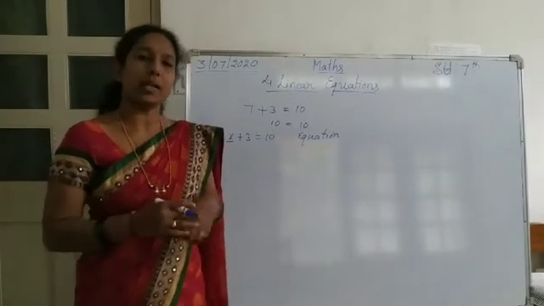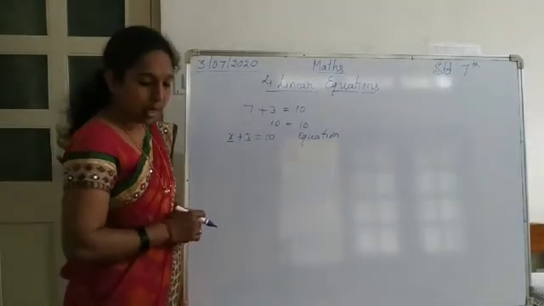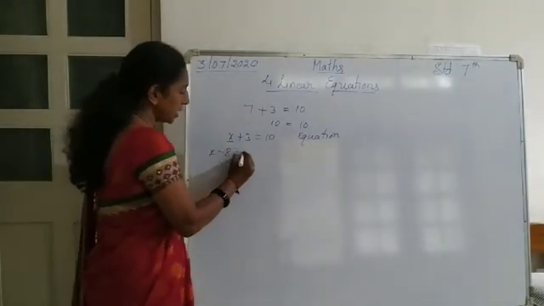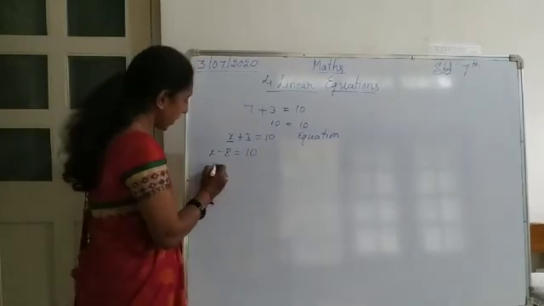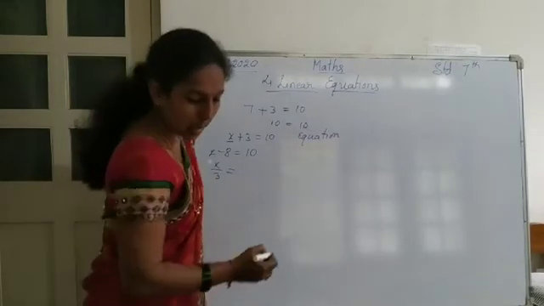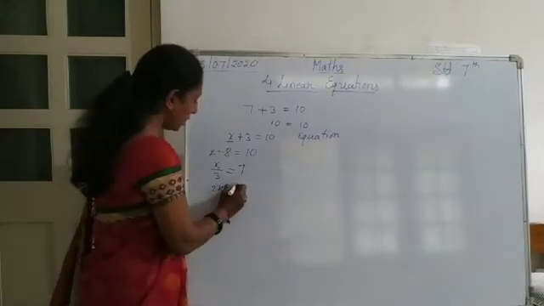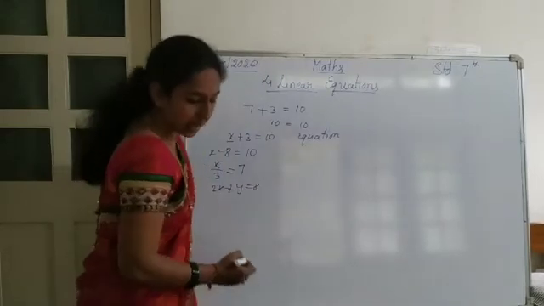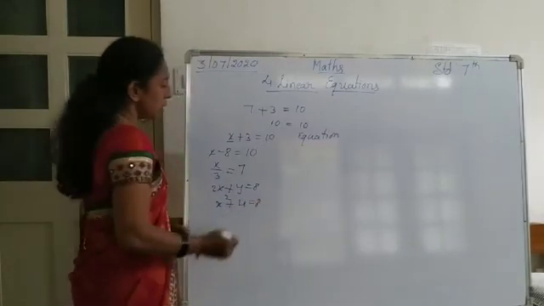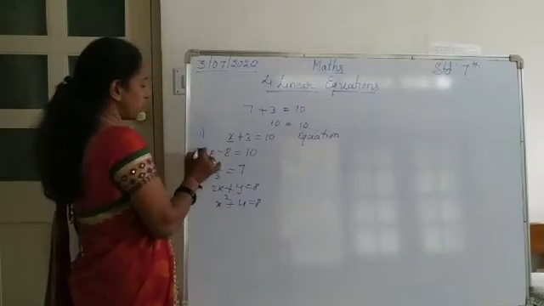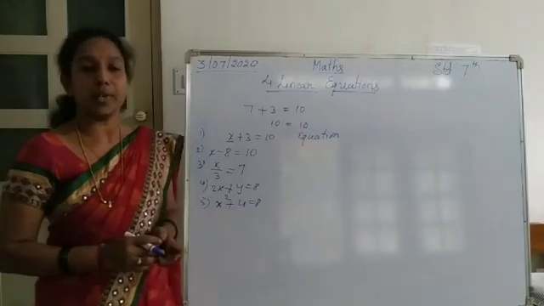There are different types of equations. For example, x plus 3 is equal to 10. Next, x minus 8 is equal to 10. Next, x by 3 is equal to 7. Then 2x plus y is equal to 8. And then x square plus 4 is equal to 8. So there are the different types of equations here, 1, 2, 3, 4 and 5.